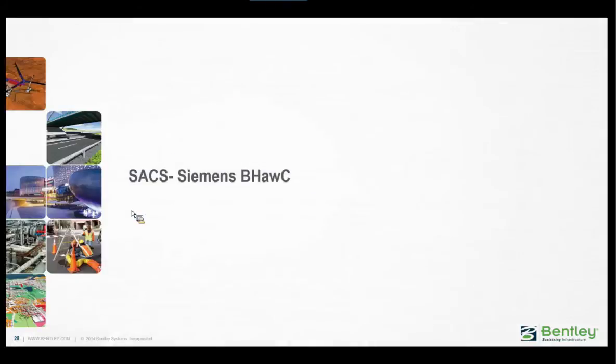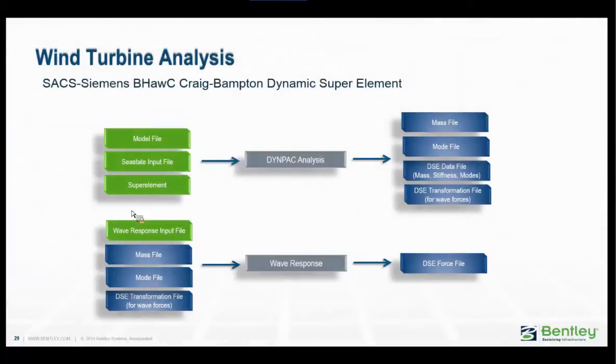Looking at our link with Siemens BHawk, this is basically the dynamic superelement. This was released with SACS 10.0. It's a new module that's been added to the SACS suite of programs, and in this case it's a 3-step process. The first step is to do a modal analysis to generate a mass file and a mode file, and in addition to that, you're generating a dynamic superelement data file and a dynamic superelement transformation file.